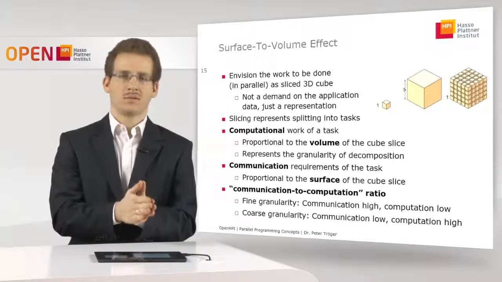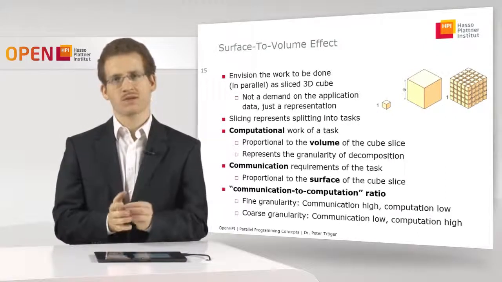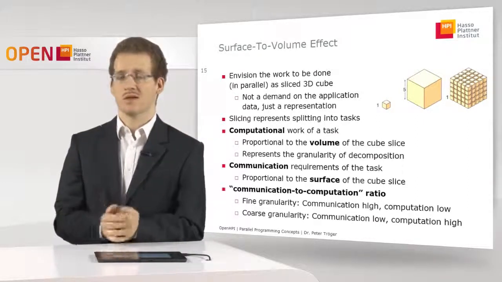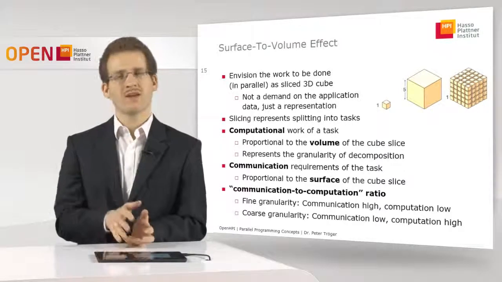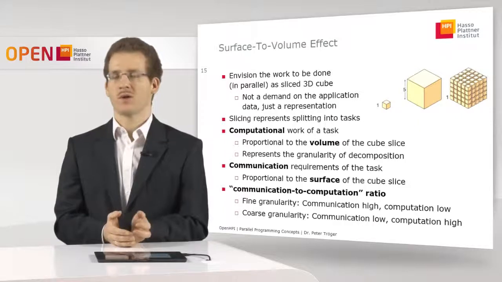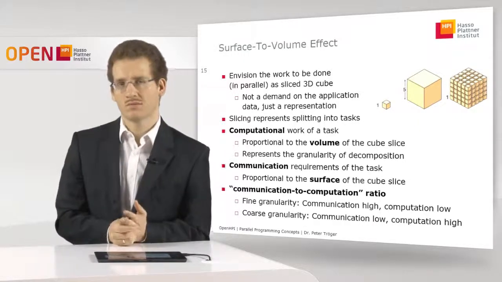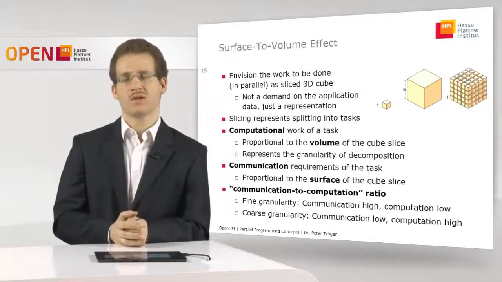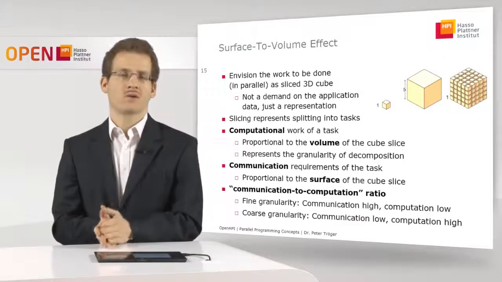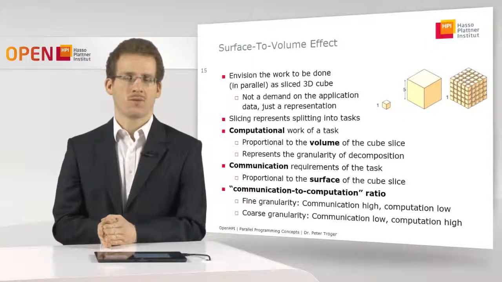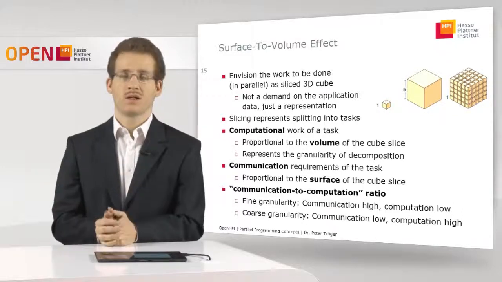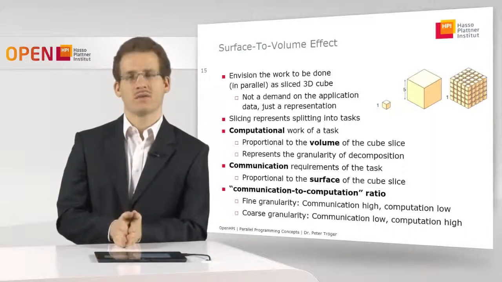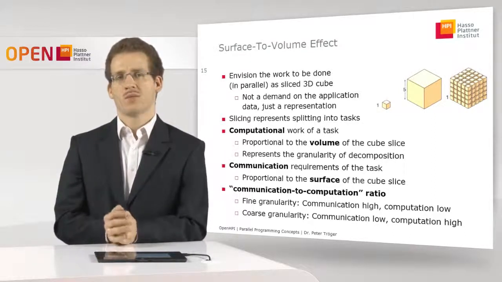So you take a particular task granularity, a particular size, and then you set the communication and the computation that results from this per task into relation. So if you have a fine granularity, then you get a comparatively high communication work that has to be done because your cube is very tiny, you have a lot of them, and you have a low computational amount of work per task, per cube slice. If you take a more coarse-grained granularity, then it's the opposite. You have a low communication overhead and you have a high amount of work per cube.